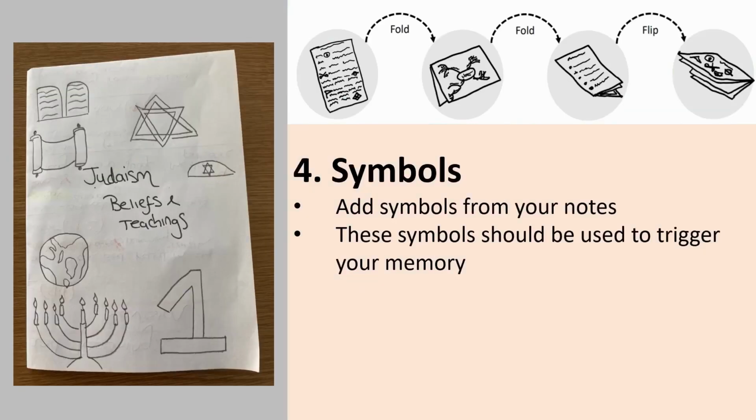The final step is to fold it one more time and to then fill this side with symbols. So students can then use these symbols to trigger their memory. Again, this should be done from memory. What symbols come to mind when they think about everything that they've been writing in this revision session, which they then can use to trigger their memory so that eventually they can look just at the symbols and they should be able to recall everything that's on that first notes page.